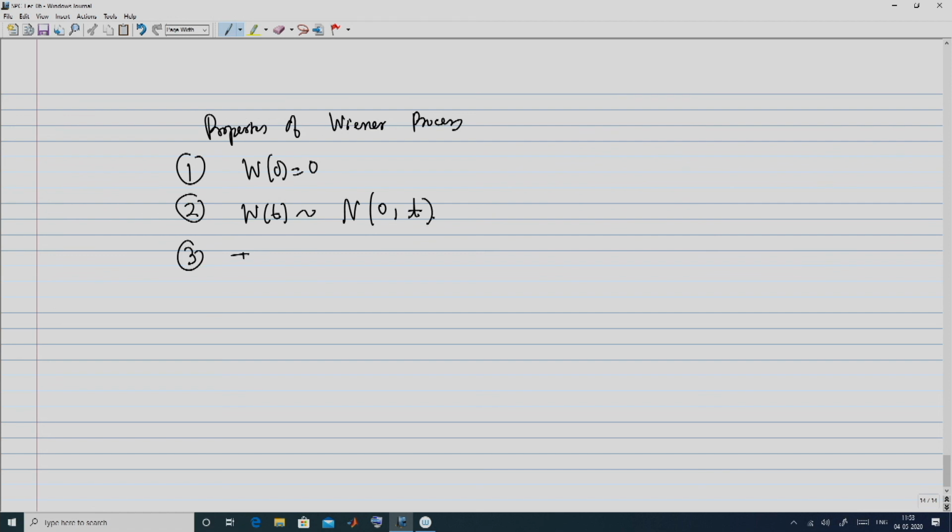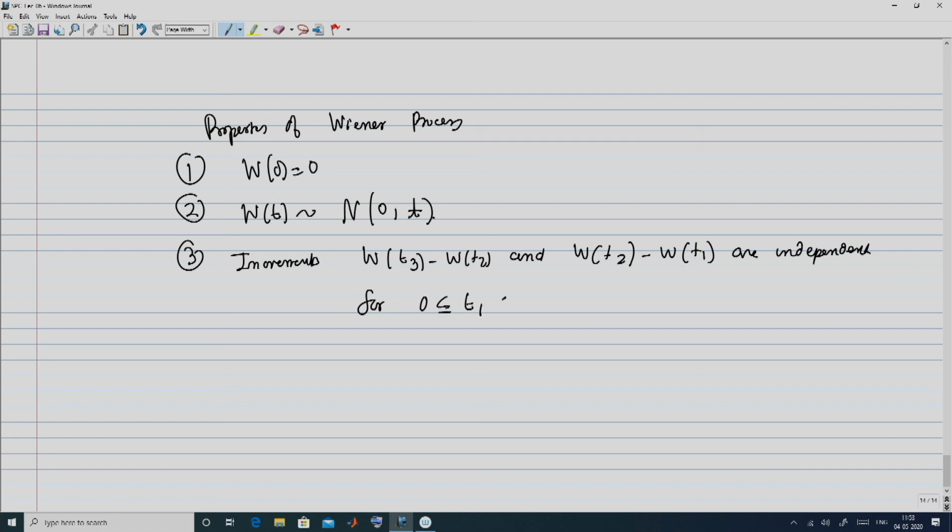And thirdly, the increments W(t3) minus W(t2) and W(t2) minus W(t1) are independent, for 0 less than or equal to t1, less than or equal to t2, less than or equal to t3. So, this means that W(0) is 0, W(t) is a random variable which is a normal random variable.